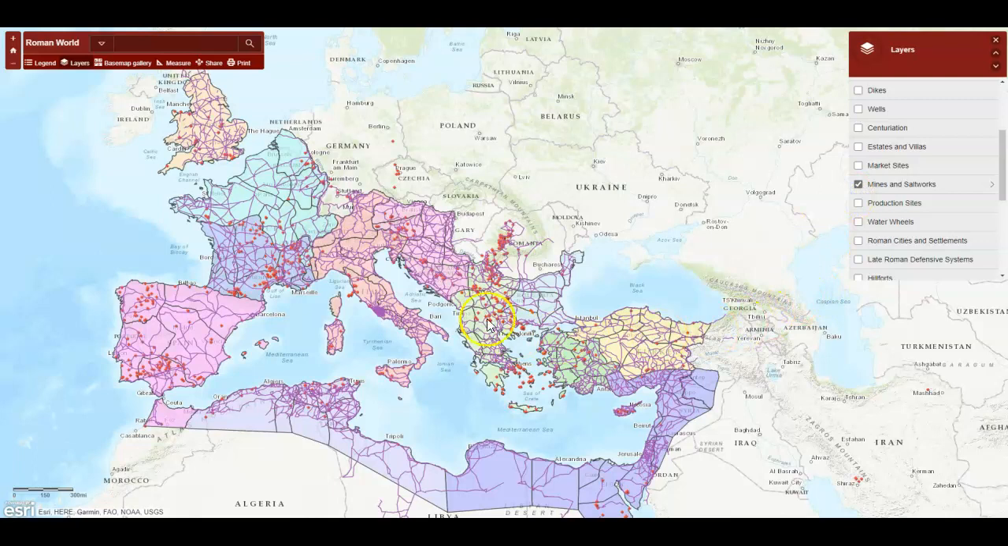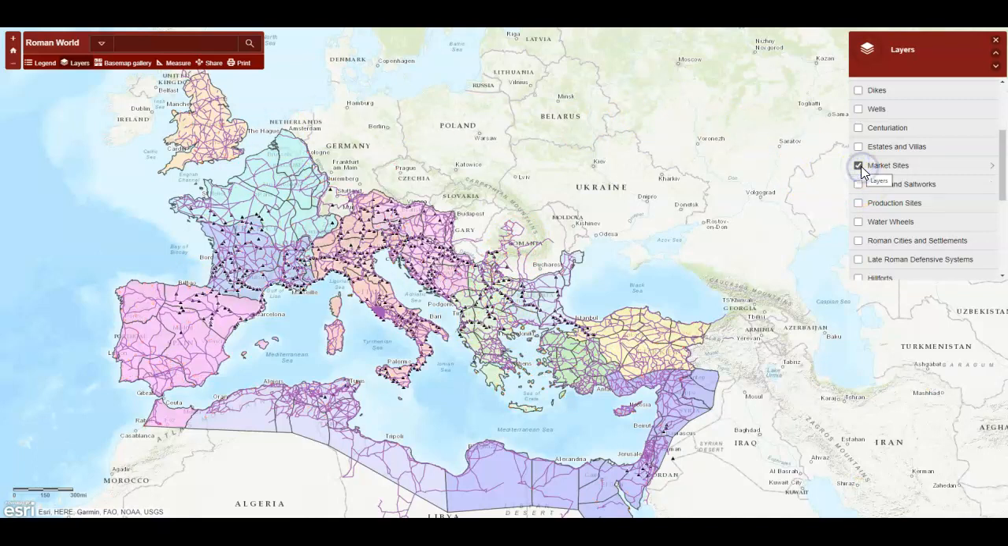The mines and salt works, these are the red dots that just appeared here. These would be places within the empire that the Romans could mine for valuable metals like gold, silver, iron, and even salt, which was very valuable during this time in order to be able to preserve your food across the empire. You can see all of the market sites along these roads as trade routes where people could bring their valuable items to trade for either other goods or for money.